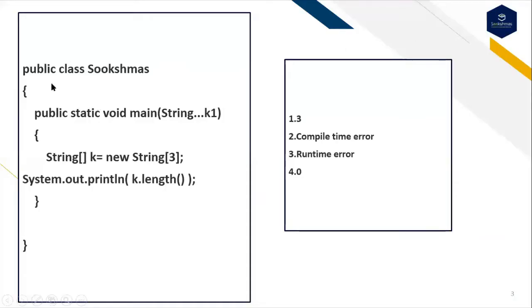This is the second question. Public class Sookshmas, and execution of the program begins from the main method. Here I have created an array of size 3, and I'm applying the length method with the reference called k. These are the following options: the first option is 3, the second option is compile time error, the third option is runtime error, and the fourth option is 0.